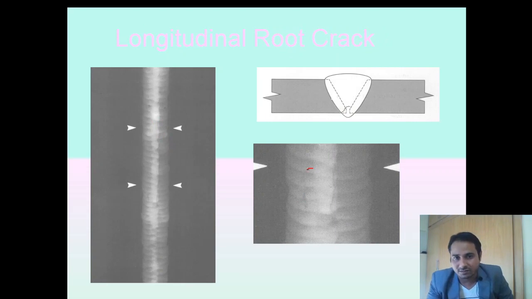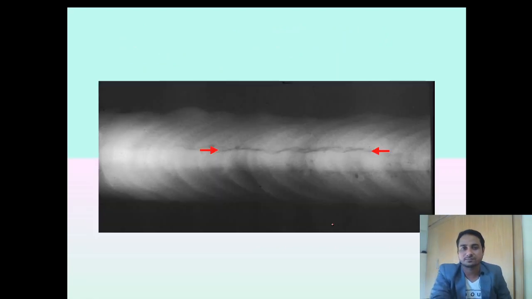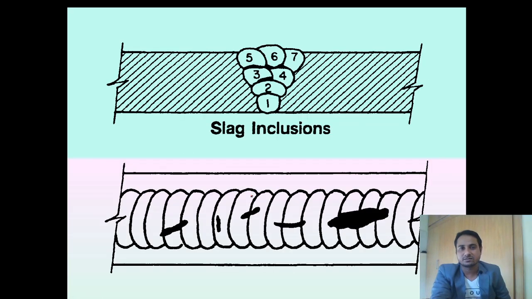You can see in the detail like this. This is a longitudinal root crack. This is very clearly visible, a longitudinal root crack. Then slag inclusion. Poor interpass cleaning may lead to slag inclusions.